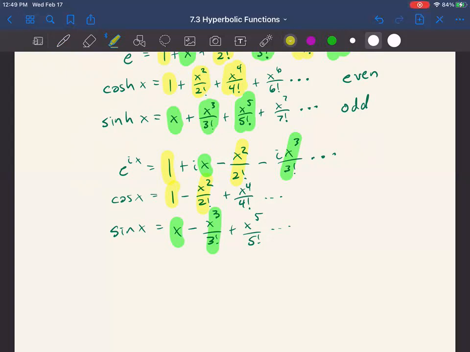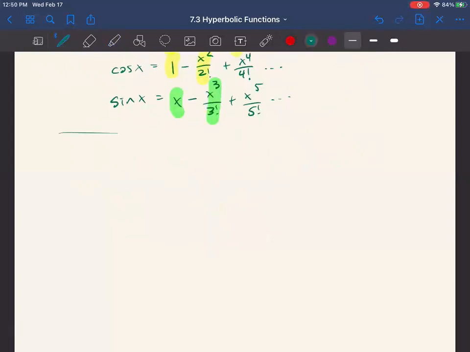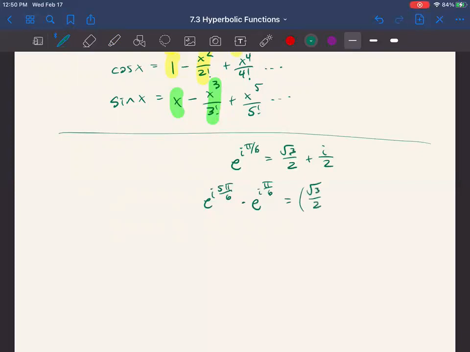Pretty neat. And I have one more minute here. I did have one more thing, and that is e to the i pi over 6. It equals square root of 3 over 2 plus i over 2. What I wanted to do was take e to the i 5 pi over 6 and multiply it by e to the i pi over 6. And what this will equal, and I want y'all to try this, is square root of 3 over 2 plus i over 2 times negative square root of 3 over 2 plus i over 2.